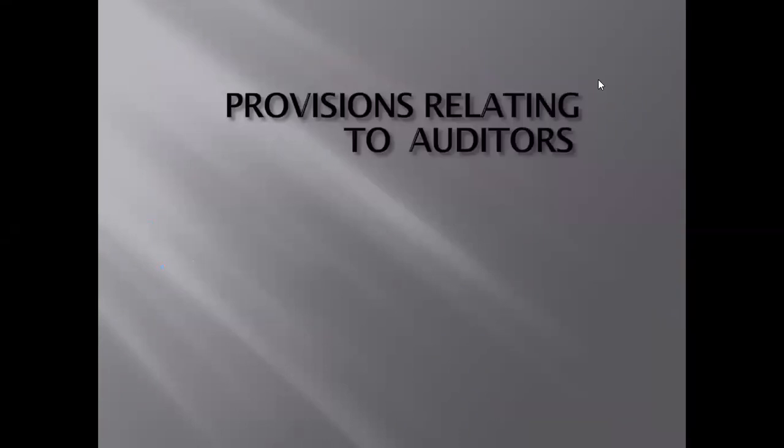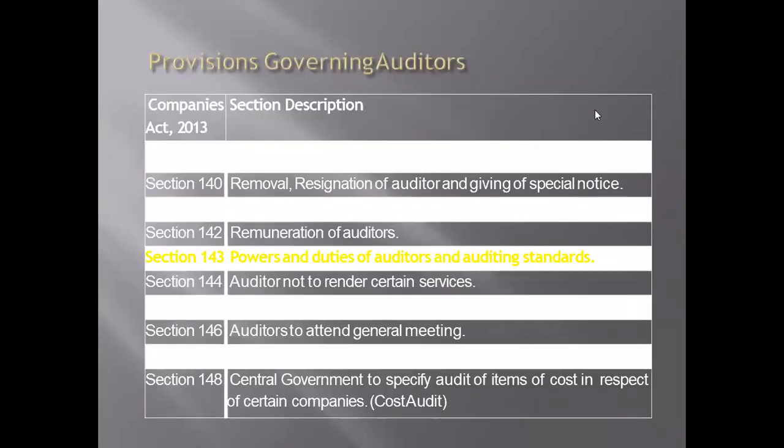Now we will talk about the different provisions relating to auditors' responsibilities. All these provisions are actually explained in Companies Act 2013 under section 143, which is actually the powers and duties of auditors and auditing standards. Now, we know that 144 and 146 are related with the different services and about the general meetings. Now, 143 is basically included in this 140 section after the removal, resignation, and remuneration of auditors.